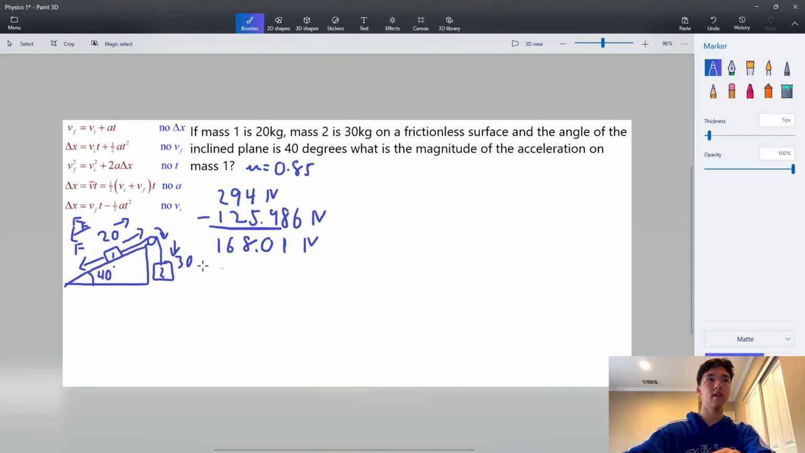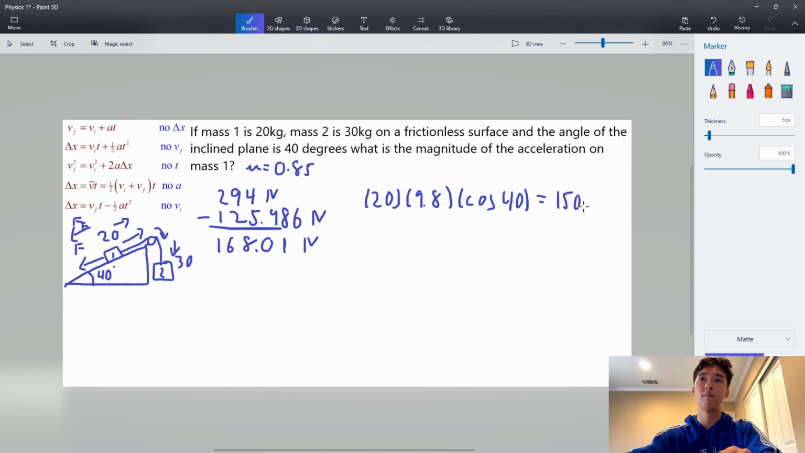So what we're going to have to do is, to find friction, first we find a normal force, which is going to be mg times cosine of theta, which is 40 degrees, right? And then that's going to be equal to approximately 150.145. And that is our normal force, so we're going to have to multiply that by our mu, 0.85, to find our frictional force.